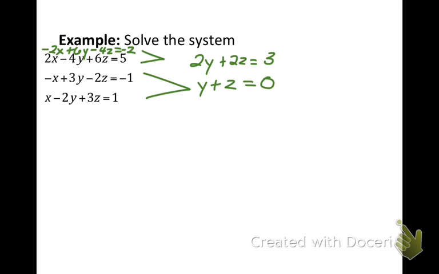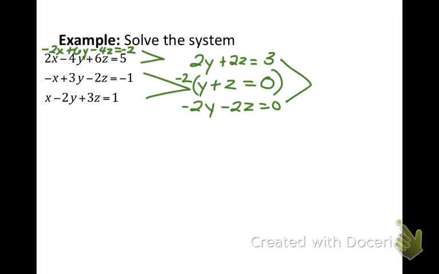Okay, what do we want to eliminate here? y or z? y? I went y, sorry if you were going z. So multiply by a negative 2, which makes me get a negative 2y minus 2z equals 0.